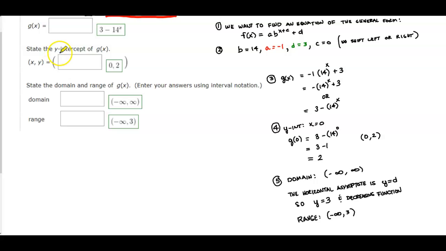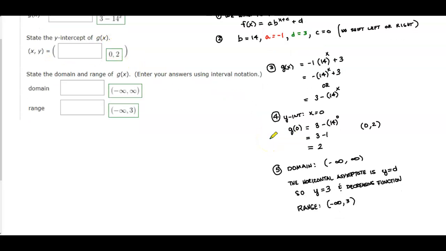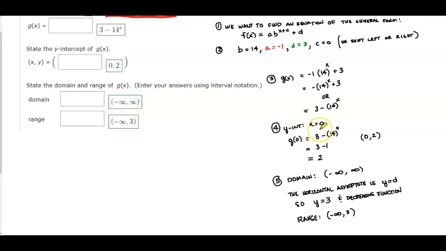The next part, they want us to find and state the y-intercept of the function. The y-intercept is when x is equal to 0, so we're going to plug 0 into that function. We get 3 minus 14 to the 0 power. 14 to the 0 power is equal to 1, so 3 minus 1 is 2. Therefore, the y-intercept has an x value of 0 and a y value of 2.